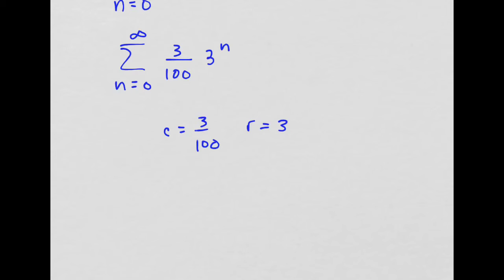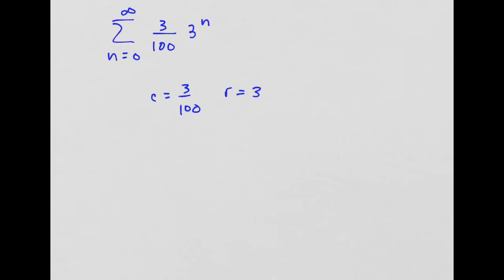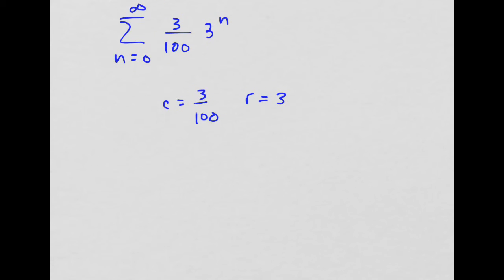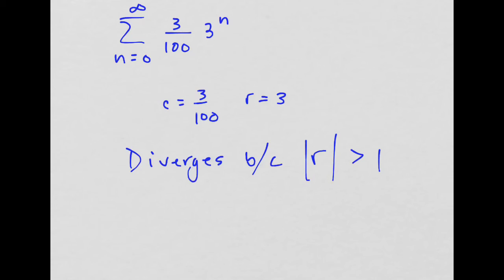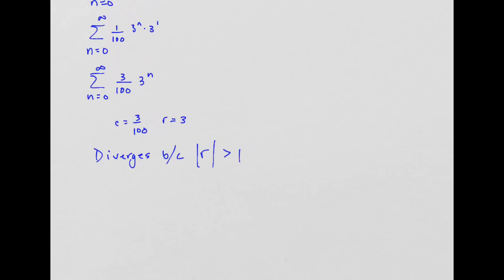No, you can't. Stop. You cannot use your formula because r is greater than 1. So it doesn't work. In fact, we can do the nth term test for divergence, and we could see that it doesn't work. If we let n go to infinity, then it's just 3 to infinity, and it goes on and on and on. It gets bigger and bigger and bigger forever. So this actually diverges because the absolute value of r is greater than 1, and we want it to be less than 1. If it was less than 1, then it converges.